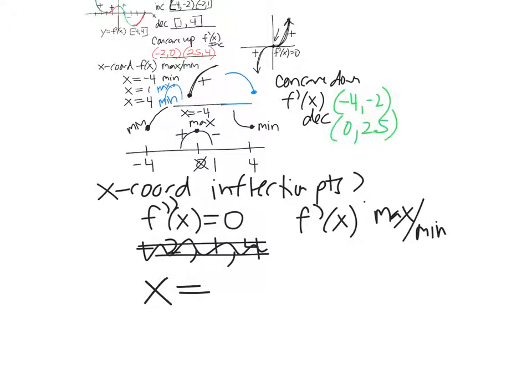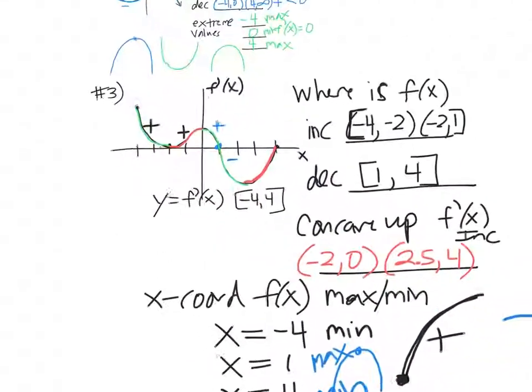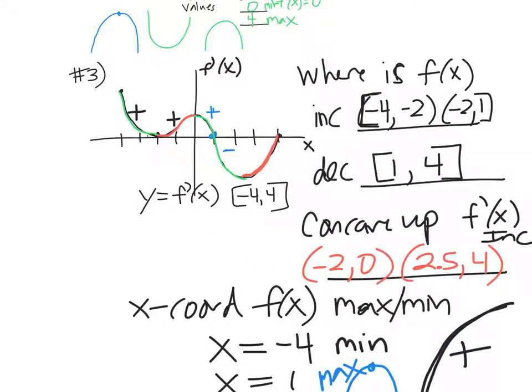Okay. So -2, 0, and 2.5. So what about the endpoints? They don't say anything about that, because endpoints aren't going to be inflection points. Inflection points means it's changing from something to something else. There's nothing on that side, so it can't change.